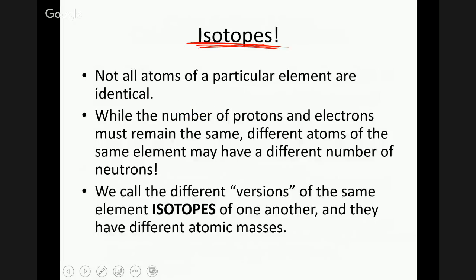All right, we call the different versions of these same atoms the different isotopes of one another. And remember, neutrons have mass. They weigh approximately 1 atomic mass unit. So every version of the atom, every isotope of the atom that has a different number of neutrons is going to have a different atomic mass.